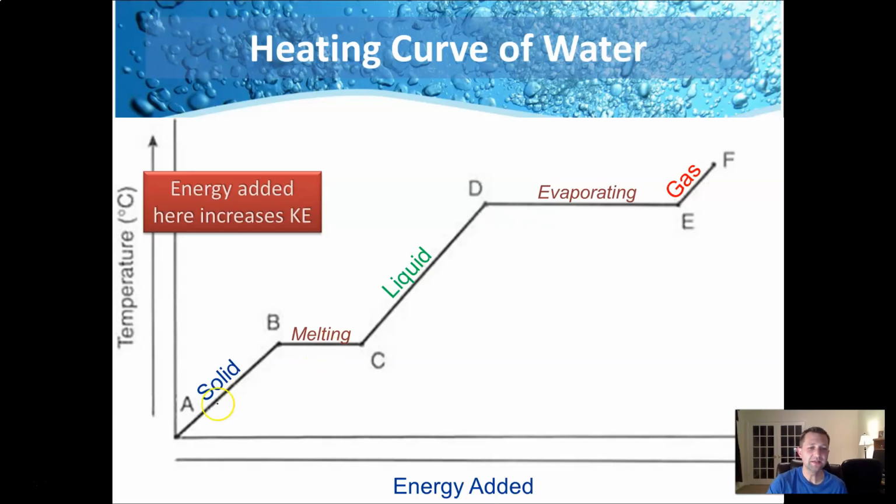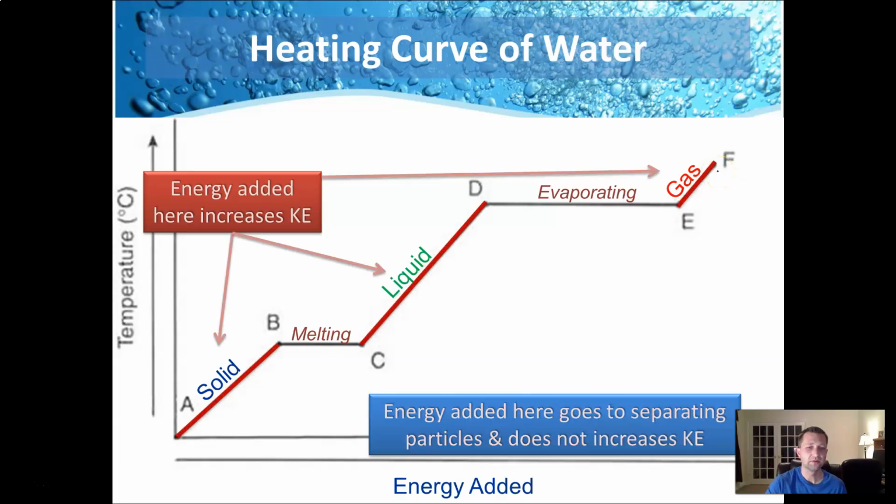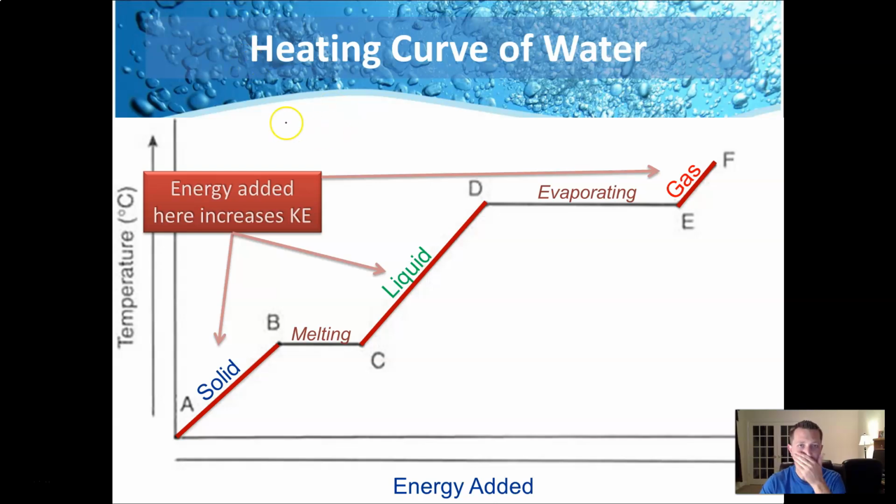You need to know what's happening at the parts where it's increasing. The three parts where it's increasing, A to B, C to D, E to F. Kinetic energy is being added here, or the kinetic energy is increasing as energy is being added, I really should say. Kinetic energy, we need to know, is the energy of movement. So between A and B, you have your solid particles, and they're starting to move a little bit faster, until they start to melt.